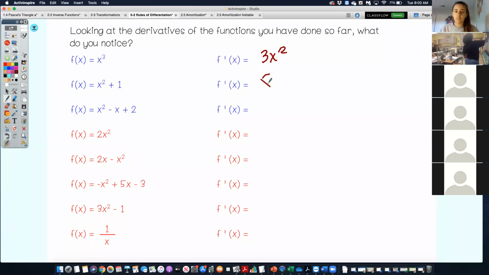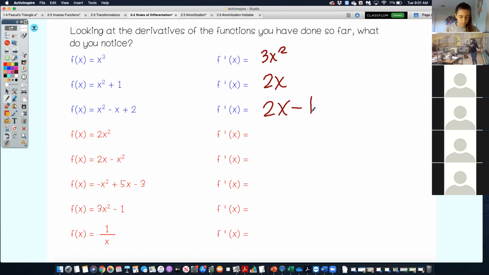You don't have to write this part down, because this is kind of an investigation that I'm guiding you through. What about this one? x squared minus x plus 2. That was the last one from the notes. 2x minus 1. We got 2x minus 1.